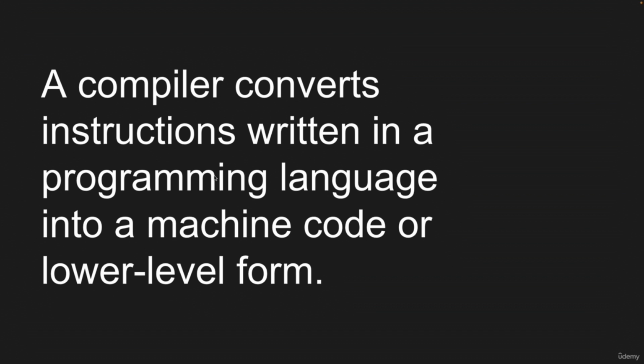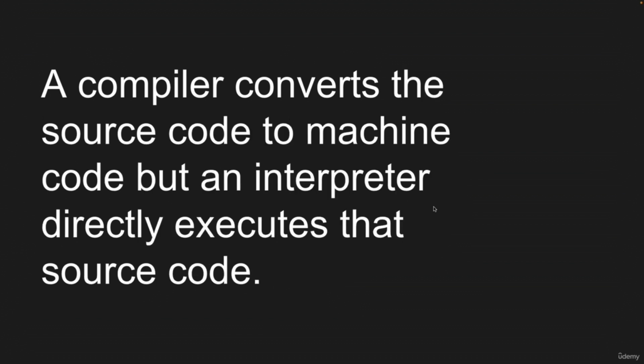Whereas the interpreter just directly executes that source code, which can be more convenient depending on the person. That's why, for example, shell scripts are interpreted, so we can easily create some code and then quickly execute it. So the difference between a compiler and an interpreter is that a compiler converts source code to machine code, but the interpreter directly executes that source code. Essentially, the compiler has more steps to do than an interpreter.